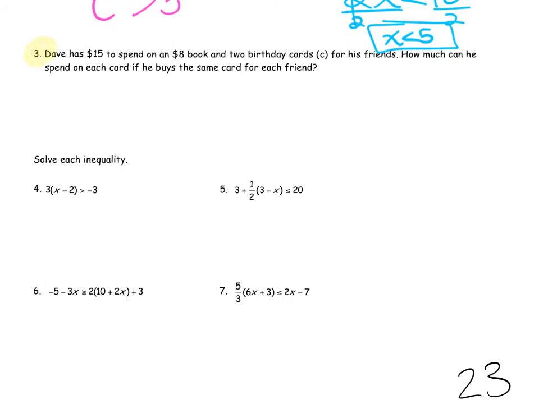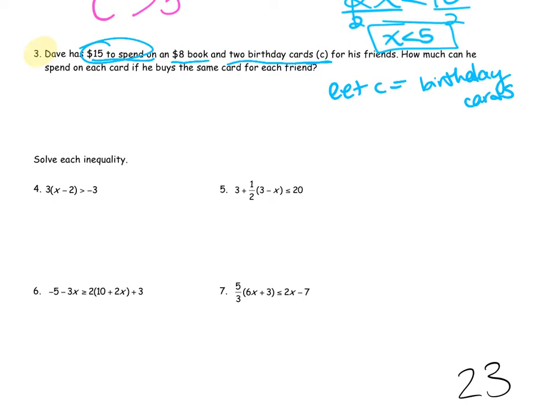So we have Dave has $15 to spend on an $8 book and 2 birthday cards, which he's saying let the birthday cards equal C. So we're saying let C equal birthday cards. And we want to know how much can he spend on each card if he buys the same number for each friend. Okay. Well, let's read this again one more time over. Dave has $15 to spend. Okay. Now think about that.